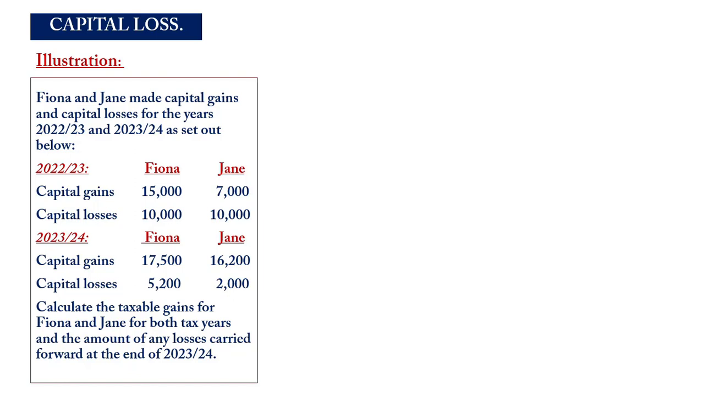When we come to the tax year 2023-2024, Fiona made capital gains of £17,500 and capital losses of £5,200. Jane also made capital gains of £16,200 and a capital loss of £2,000. We are supposed to calculate the taxable gains for Fiona and Jane for both tax years and the amount of any losses carried forward at the end of the tax year 2023-2024.